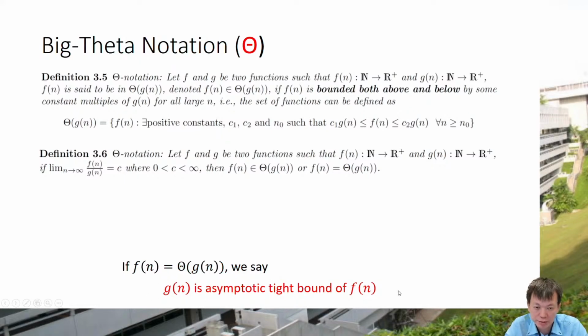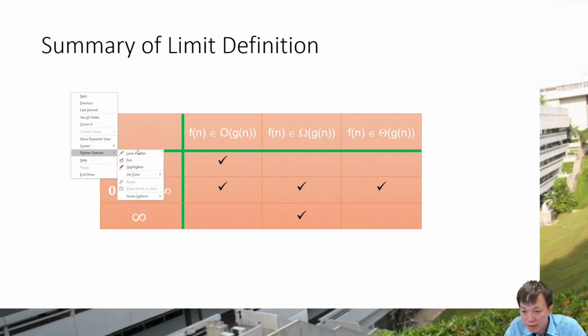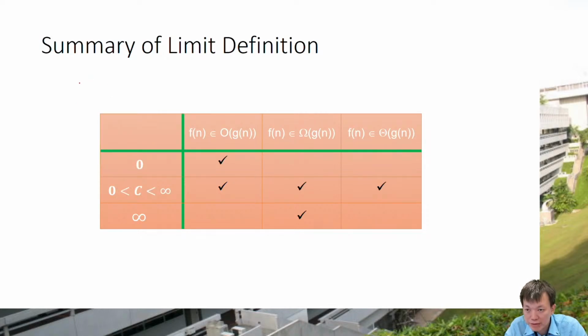So to summarize, you can try to take the limit. If you take the limit as n goes to infinity of f(n) over g(n).